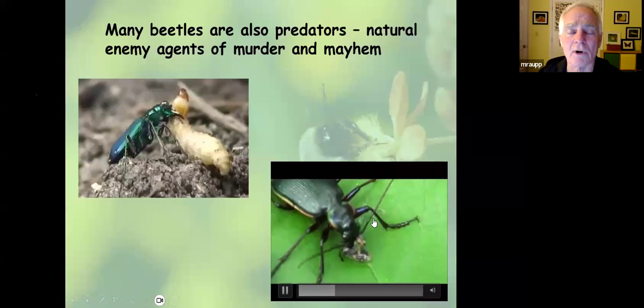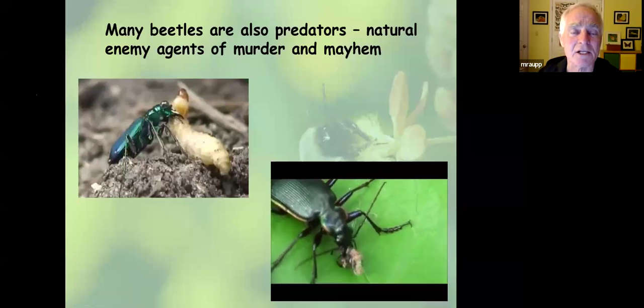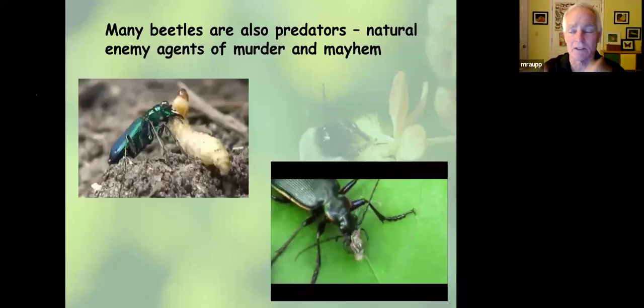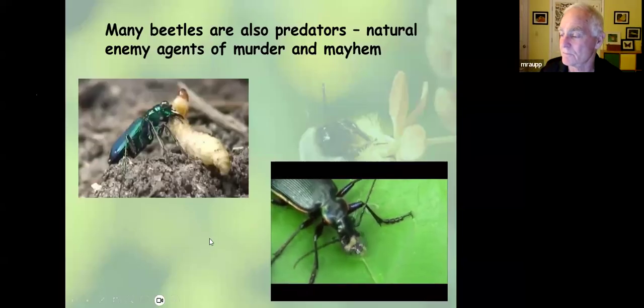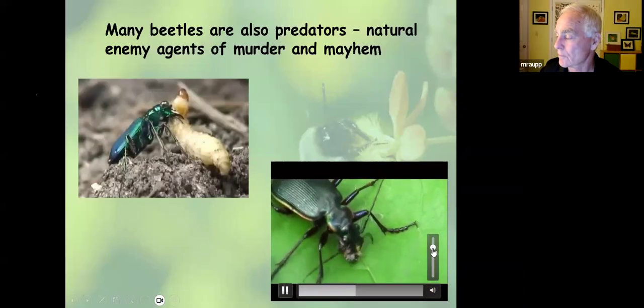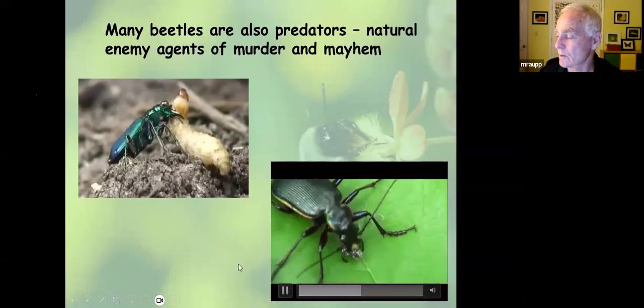So these play an important role in this business of biological control, controlling pests in our trees and shrubs and landscapes. There's murder and mayhem afoot in the canopy of the trees. Okay.